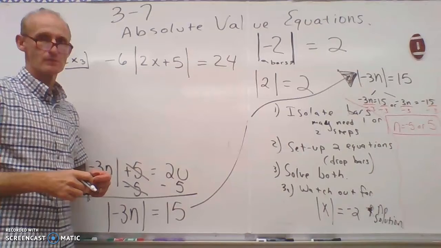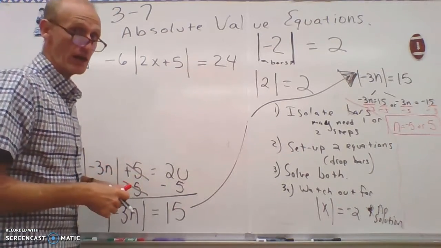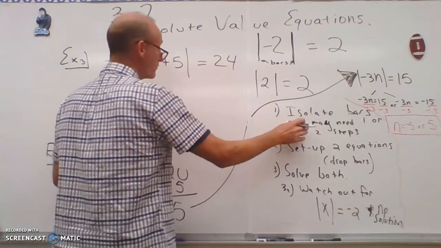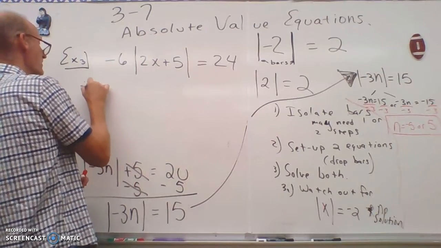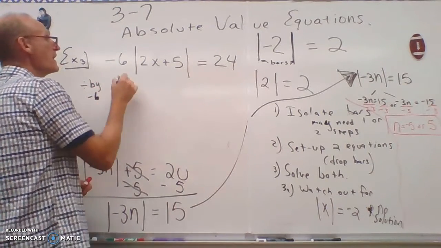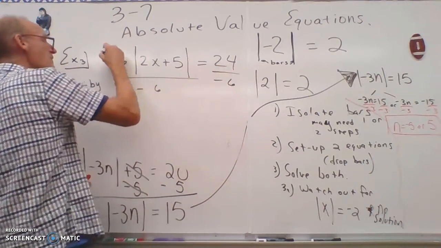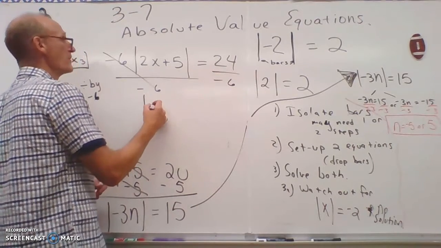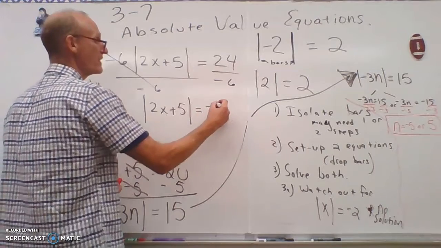So I'm going to isolate the bars. Now you may need one or two steps. In this problem, I'm going to divide both sides by -6. And those -6's cancel. So now I have the absolute value bars, the absolute value of 2x plus 5 equals -4.